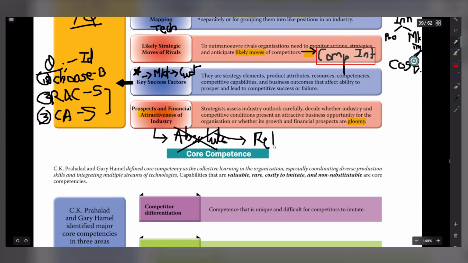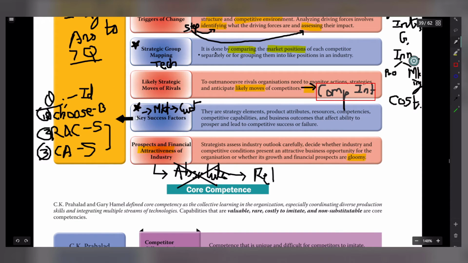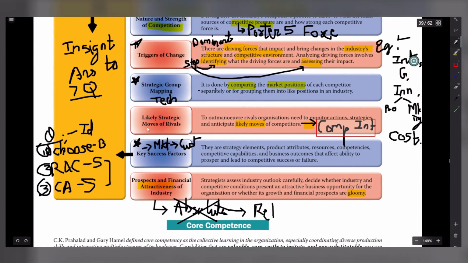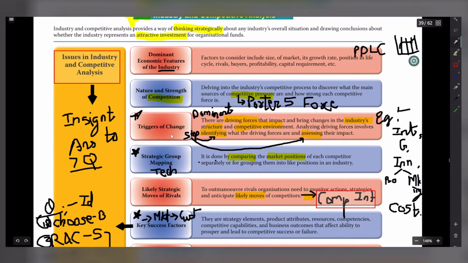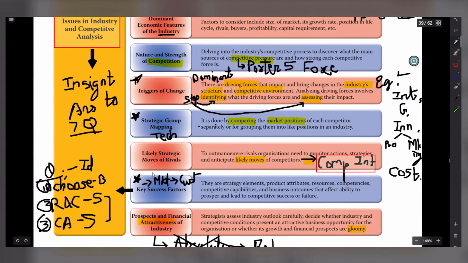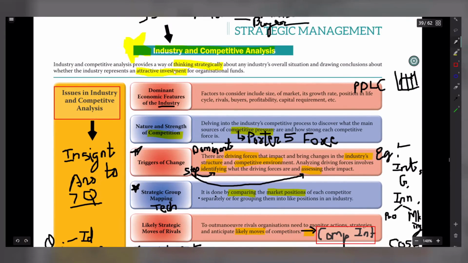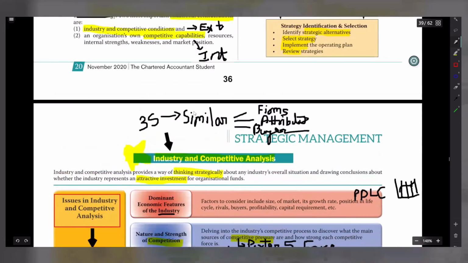As the industry keeps on changing, there can be certain key success factors in a whole organization. What are the strategic moves of rivals? If there are fewer rivals, then it is more attractive. What is strategic group mapping? And if there is a position which we can gain in the market, we can target some niche market, some small market. What are the triggers of change? What are the nature and strength of competition? The dominant economic features of the industry. We look into all these factors, and not only the attractiveness of the industry, while we are conducting the industry and competitive analysis. So these were the industry and competitive analysis.